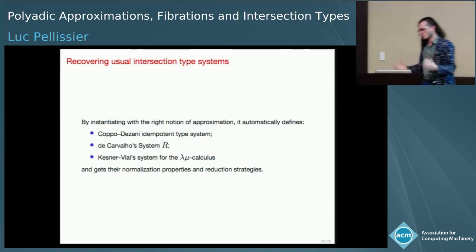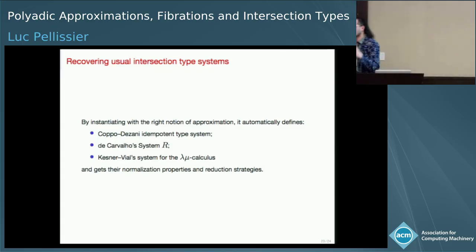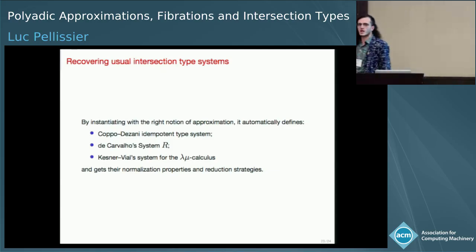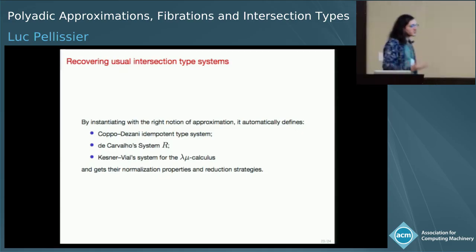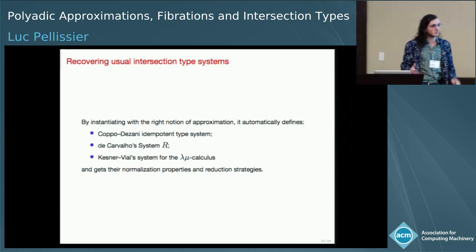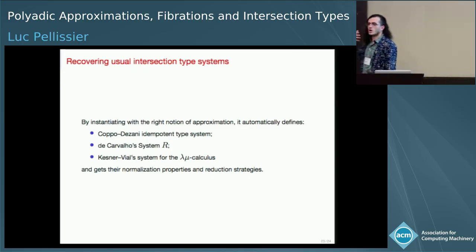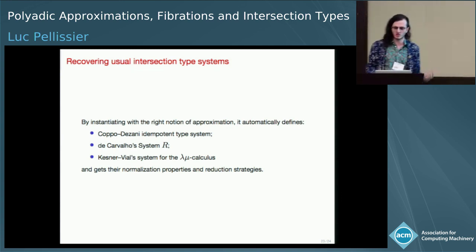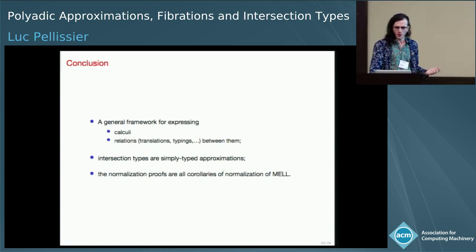And actually, we see that they are all easy consequences, well, easy, modulo the fundamental theorem of intersection types. But they are all consequences of the fact that propositional multiplicative and exponential linear logic is strongly normalizing. So everything gets condensed in one result that has been known for 30 years.